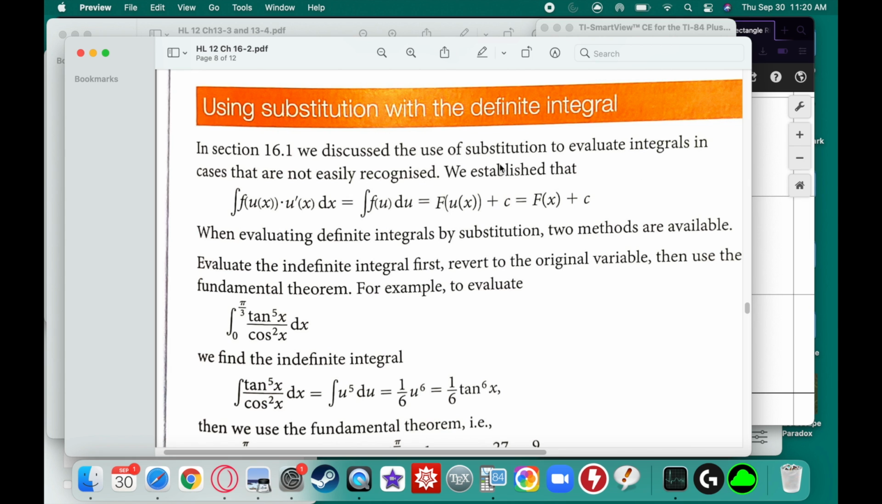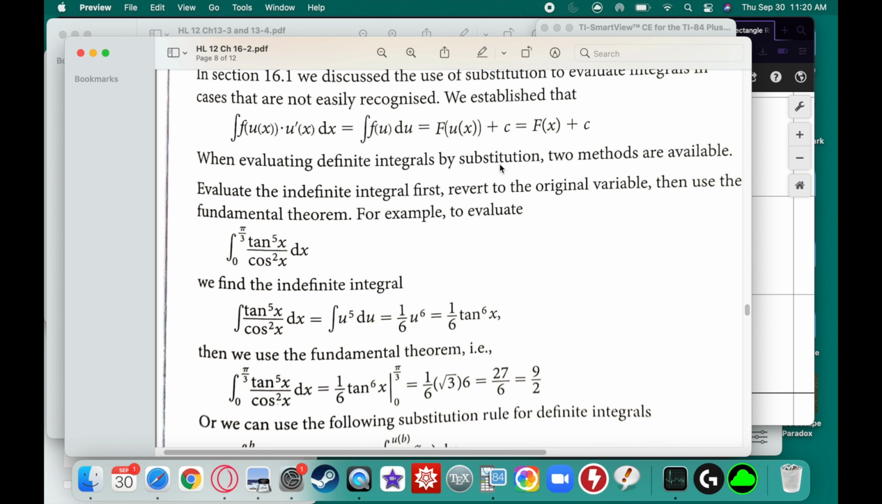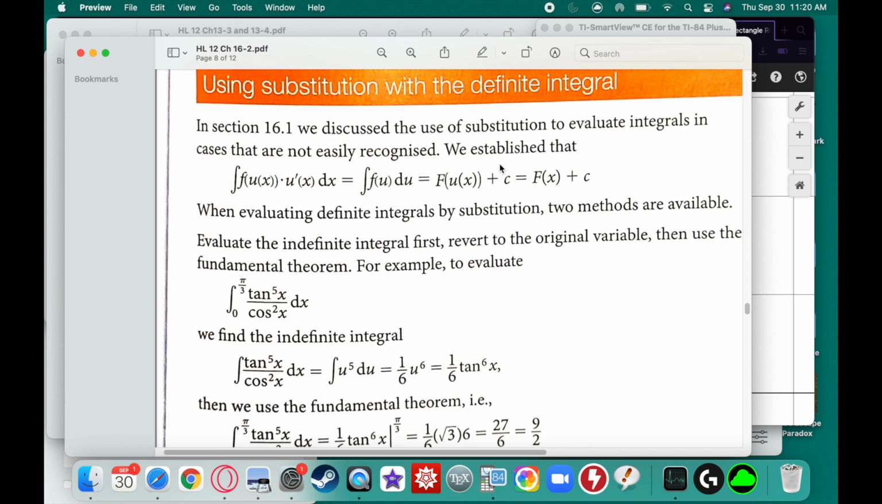Using substitution with the definite integral. Again, this is u substitution. Should be pretty comfortable with this by now. But basically, you want to look and see, does my u substitution have the derivative in the integral? So here I look at this. This is tangent to the 5th over cosine squared of x. Well, if I let u equal tangent of x, I know that the derivative is secant squared, or 1 over cosine squared. So that means the derivative is in the integral, 1 over cosine squared dx. So when I do a u substitution, this is going to be u to the 5th power du. Okay?